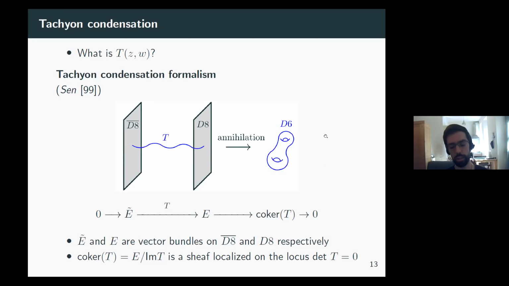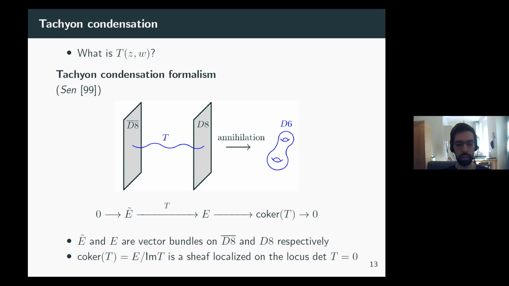And mathematically, this is formalized by saying that the tachyon matrix T is a map between two vector bundles, E and E tilde, that belong to the D8 and anti-D8 stack. And the locus where the D6-branes appear is given by the cokernel of the tachyon matrix T, where the cokernel is just defined as the quotient of the vector bundle E, where the map ends, mod the image of the map itself. And mathematically, this is a sheaf that is localized on the locus determinant of T equals 0.